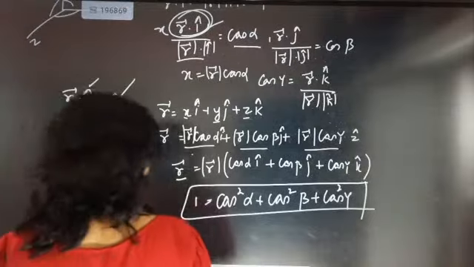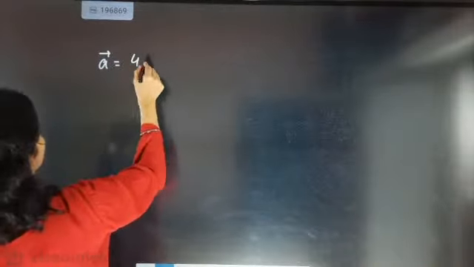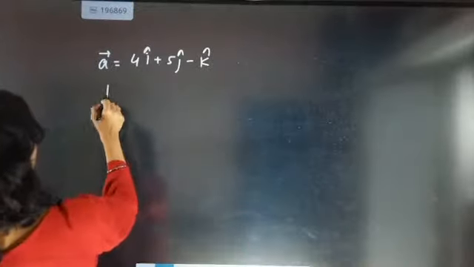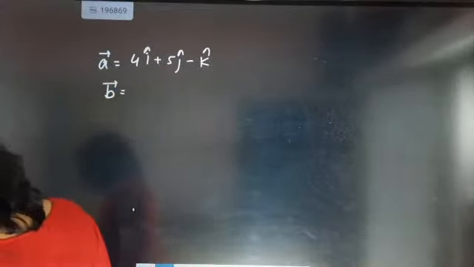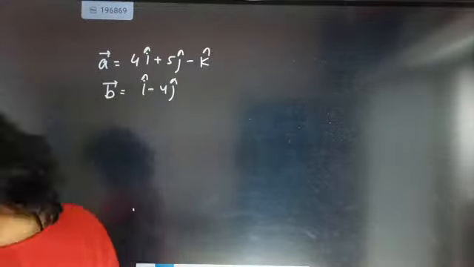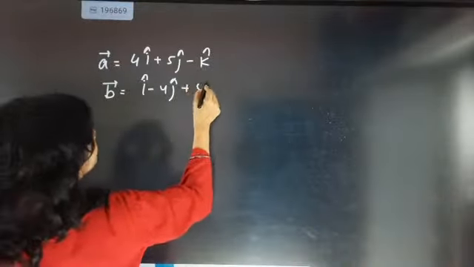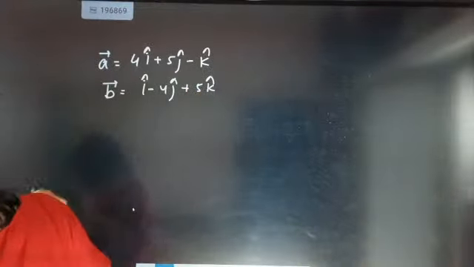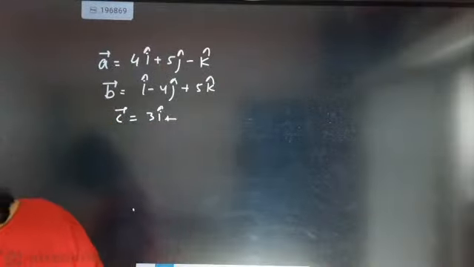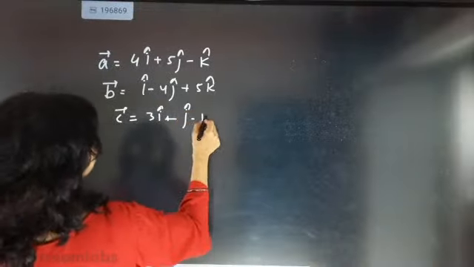Now next question I am going to ask you. Let a vector be equal to 4i cap, 5j cap and minus k cap. So this is a vector. What will be b vector? B vector is exactly i cap minus 4j, let me write, and 5k vector, and c vector is written as 3i plus j minus k.